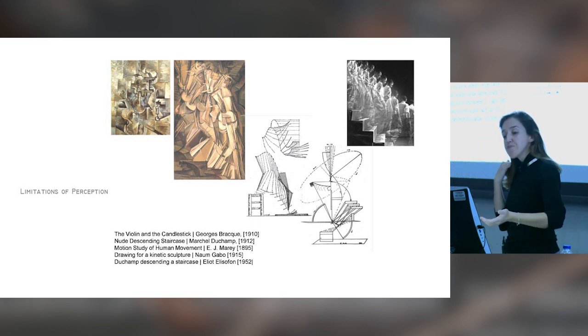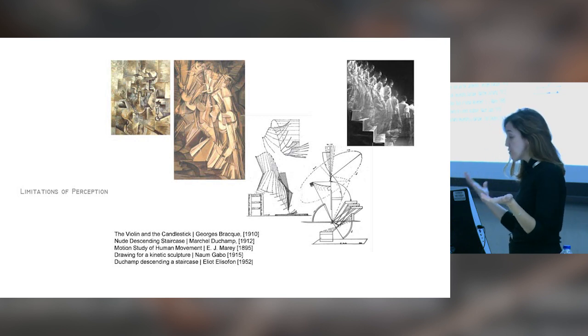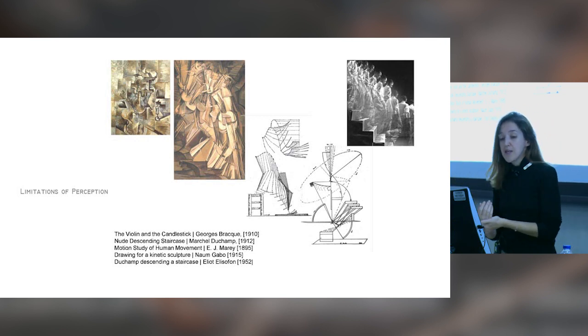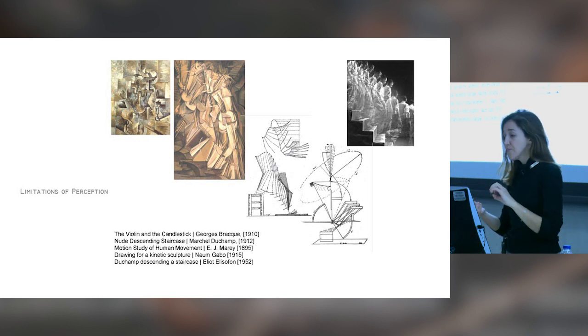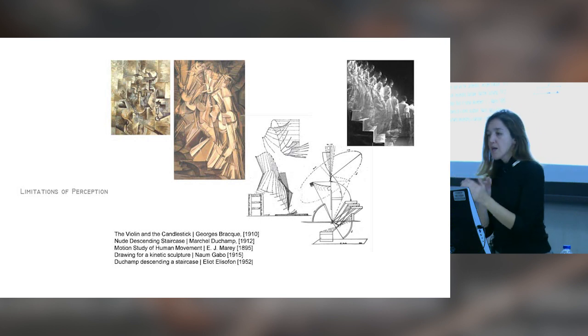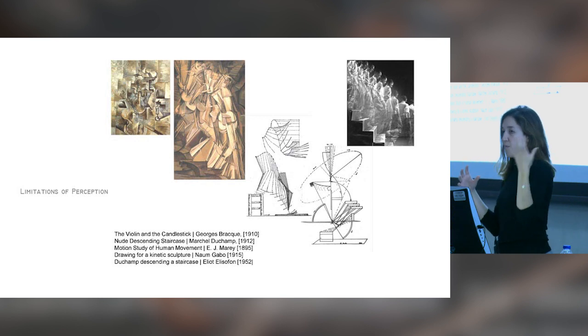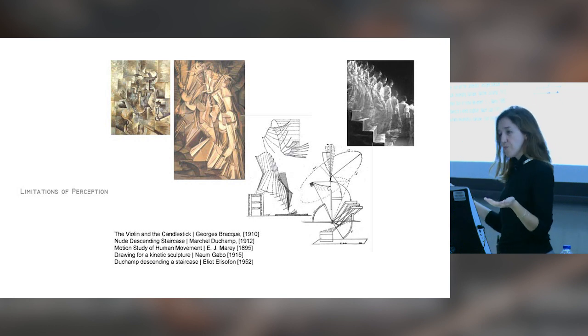But at the same time, by offering this extension of our vision, they also uncovered the limitations of our perception. So they made us realize that perhaps the world was not exactly what we thought it was, and they brought to the fore again this question of what is materially present and what is visually present. So how does the matter and its visual manifestation, impression, how do these two correlate?